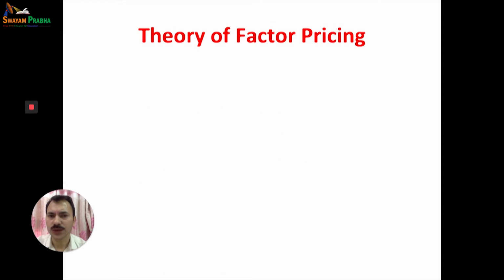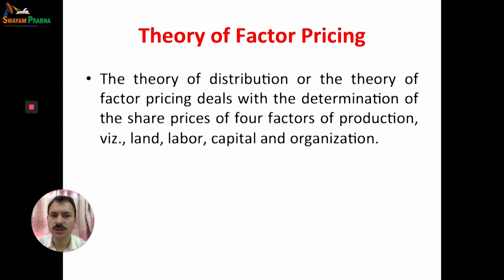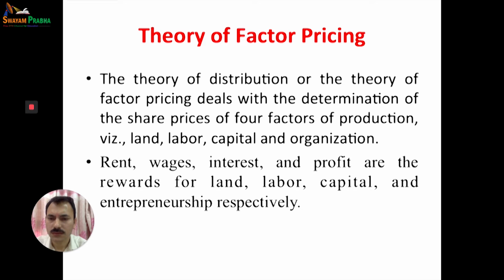So let us define what is the theory of factor pricing. The theory of distribution or theory of factor pricing. Factor pricing is also known as the theory of distribution. It deals with the determination of the share prices of the four factors of production, that is land, labor, capital, and organization or entrepreneurs. Rent, wages, interest, profit are the rewards for land, labor, capital, entrepreneurs respectively.